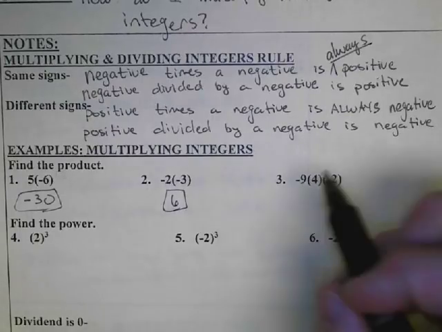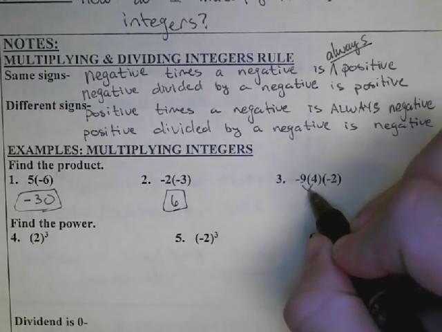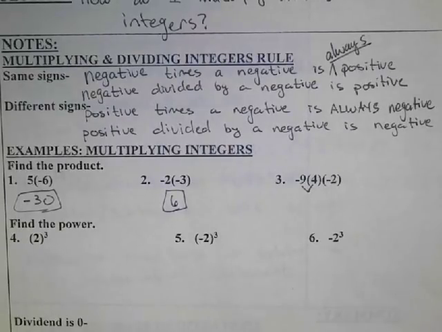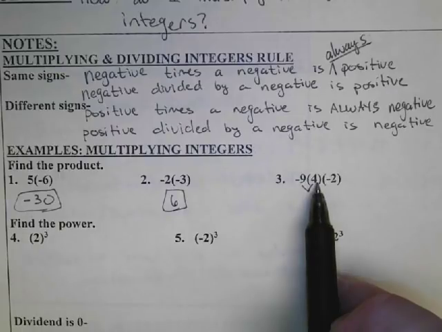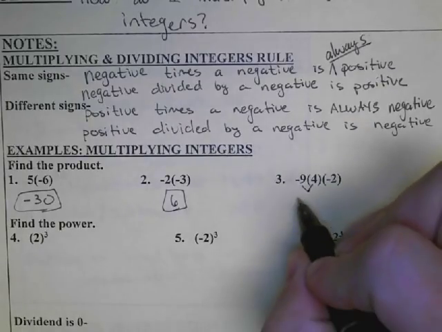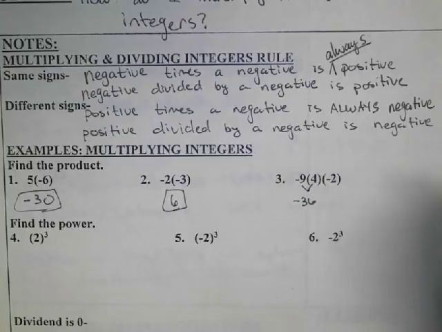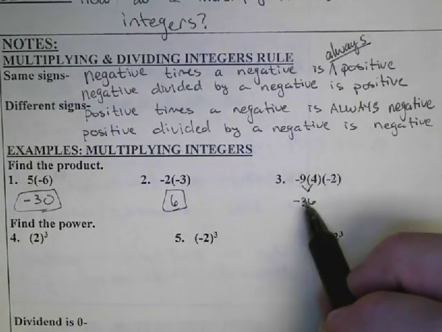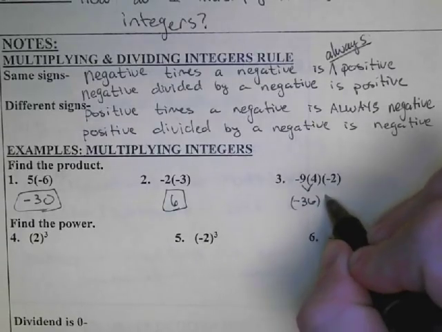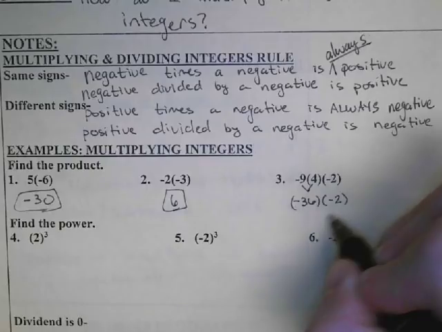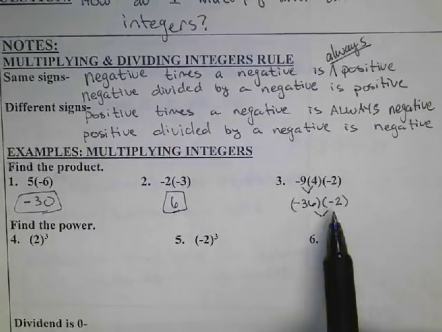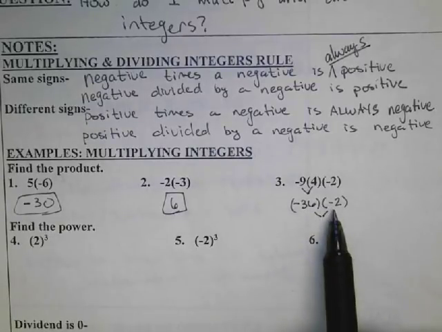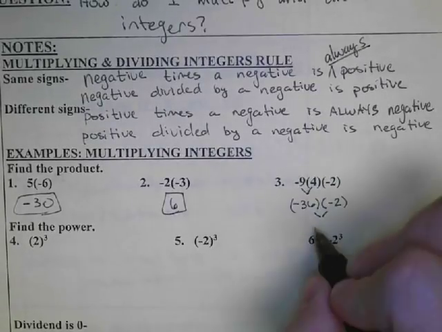Now number 3, we'll just do 2 numbers at a time. Negative 9 times 4, so that's a negative times a positive, so that'll be negative 36. Negative times a positive is negative. 9 times 4 is 36. We'll bring down that -2. Now we multiply these together. Well, we know a negative times a negative is positive, and 36 times 2 would be 72.